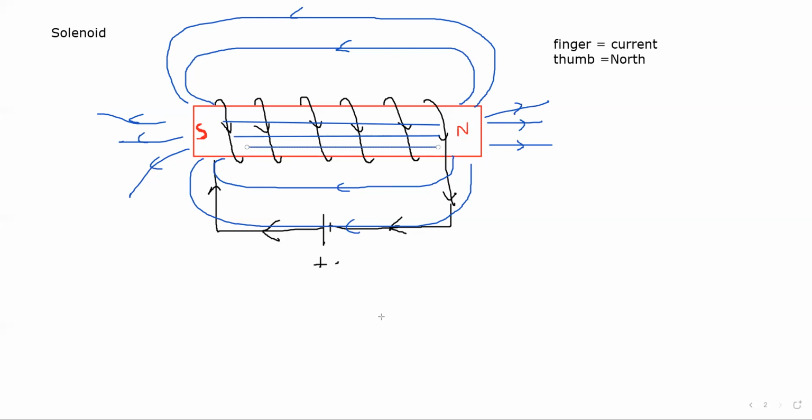How to apply the right hand grip rule? The important thing is sketching the magnetic field pattern and identifying the position of north. For example, if you have a circular wire or a solenoid wrapped on a material, any material, it's not necessary that it should be magnetic, it can be non-magnetic as well, because the magnetic field is due to the wire, not due to the material.